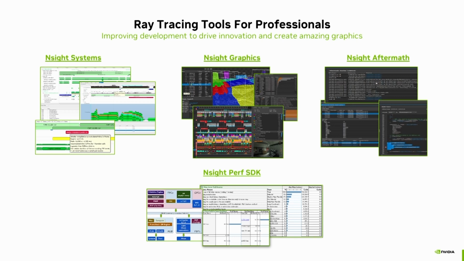Nsight Systems, which helps debug and profile system-wide CPU-GPU interactions. Nsight Graphics, which helps to debug and profile graphics APIs like Vulkan and Direct3D. Nsight Aftermath, which helps you identify the reasons for a GPU crash. And Nsight Perf SDK, which allows you to view low-level GPU metrics directly from within your own application.